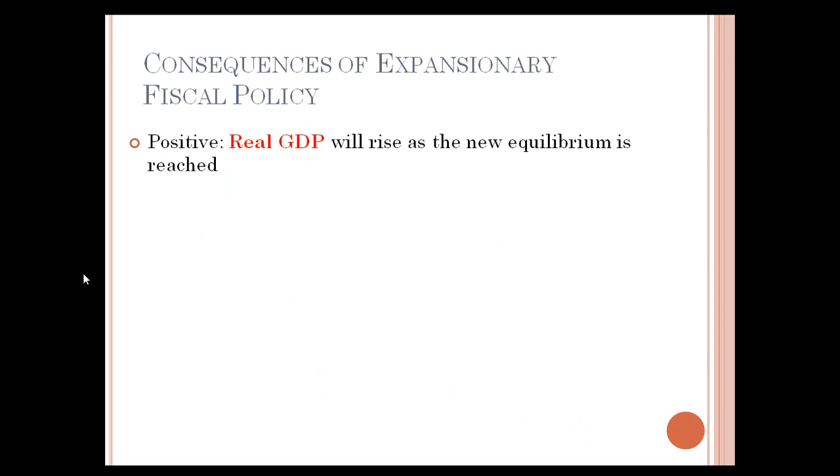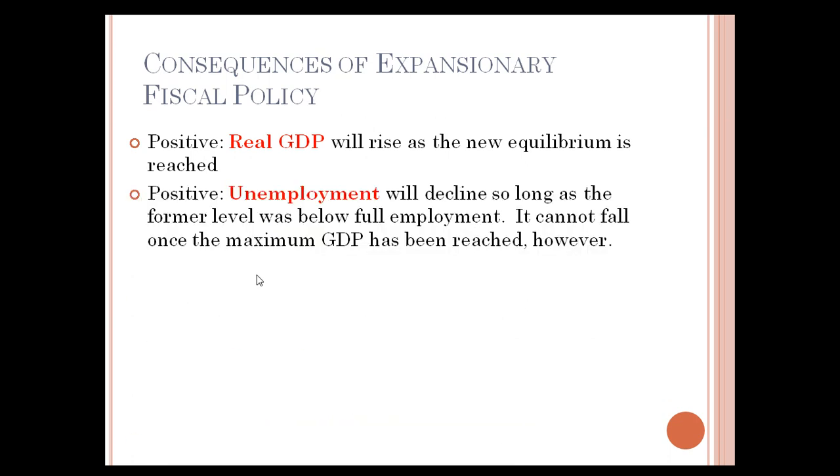When you're looking at expansionary fiscal policy, there are some pros and cons. The pros are pretty obvious. Real GDP will rise as a new equilibrium is reached. If you pour direct funds in, GDP will go up. And so that certainly is a benefit. It's going to improve things. It also, and it's fairly inevitable, you pump money into your economy, unemployment will decline so long as you're below the full employment level. It won't really change dramatically if you go over the maximum GDP at full employment, but the reality is you're not going to be stimulating at that point anyways.